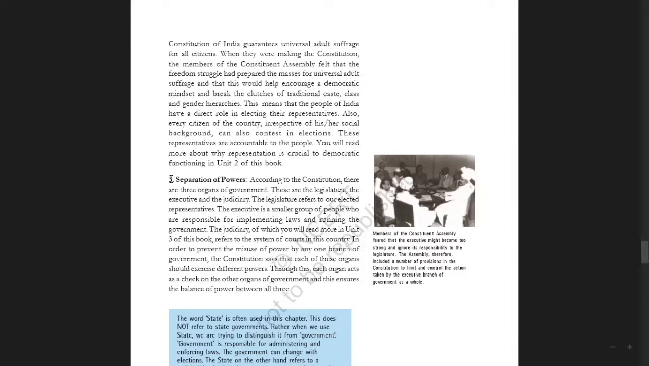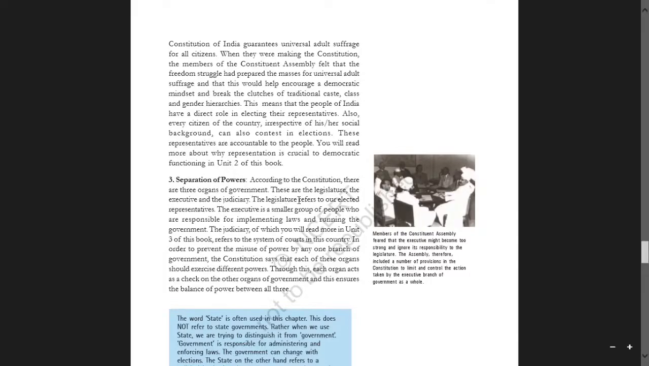Now let us see the third point, that is separation of powers. This is the third key. Powers are separated. How? Let us see. According to the Constitution, there are three organs of government. These are the legislature, the executive, and the judiciary. These are the three organs of government. But you must underline in your book what the three organs of government are according to the Indian Constitution.